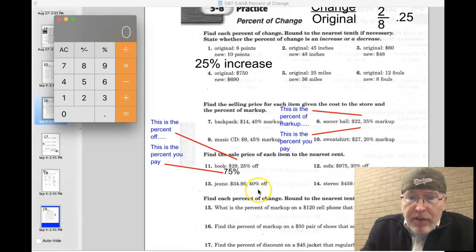It's 40% off. If something is 40% off, then you're going to have to pay 60%. So take $34.95 and multiply that by the 60% that we have to pay, and you get $20.97. Slam bam, thank you, ma'am.